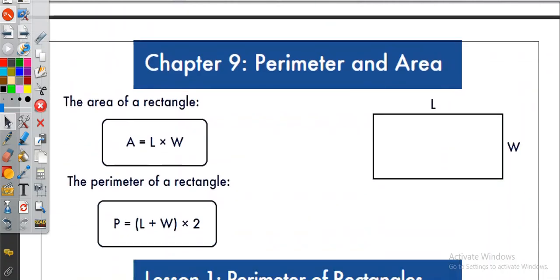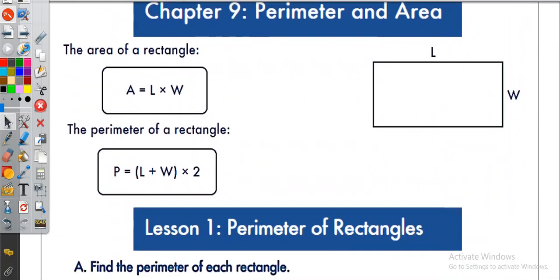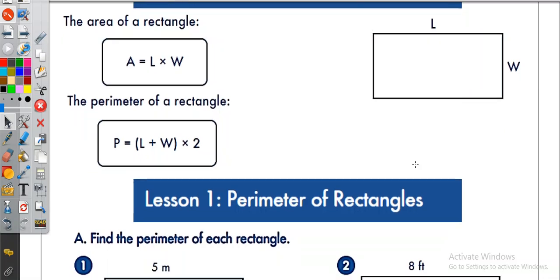Okay, now this is chapter 9, perimeter and area. As you can see here, the area of a rectangle is found by multiplying the length by the width. You have to memorize this by heart. The perimeter of a rectangle is just about adding the length to the width, then doubling the answer, or length plus width times 2. Let's go ahead to question 1 and lesson 1.